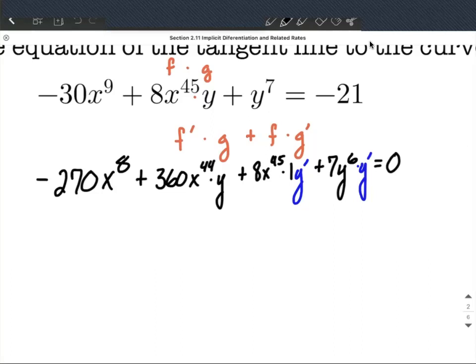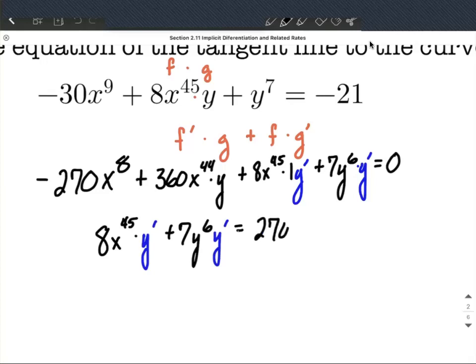The goal though is to solve for y prime, get it on one side all by itself. So I'm going to move the terms that don't have y primes to the other side. I'm going to keep the 8x to the 45th times y prime and the 7y to the 6th times y prime on the left-hand side, but the other pieces I'm going to move to the other side. So I'm going to add the 270 x to the 8th, and subtract the 360 x to the 44th multiplied by y. Looks confusing, but I'm just moving terms from one side to the other by adding or subtracting those terms.